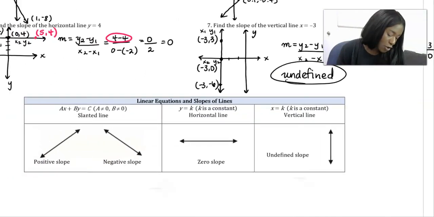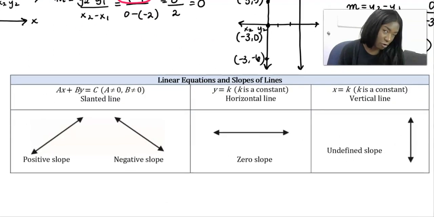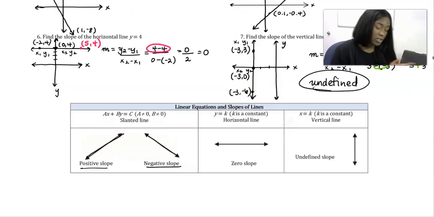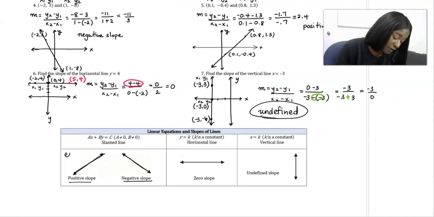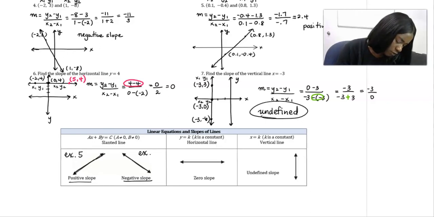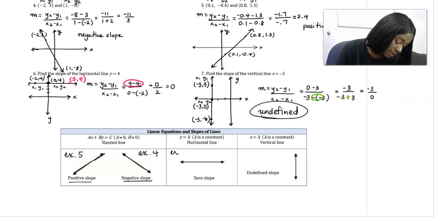So to generalize what we have seen, if we're dealing with a line in standard form, like we did in the first example, if both a and b are not 0, that line will have some kind of slant to it, some kind of slope to it. And it could be a positive slope running in that direction, or it could be a negative slope running in this direction. We saw an example of a line with a positive slope in example 5. And we saw an example of a line with a negative slope in example 4. A horizontal line has a slope of 0. We see that happening in example 6.